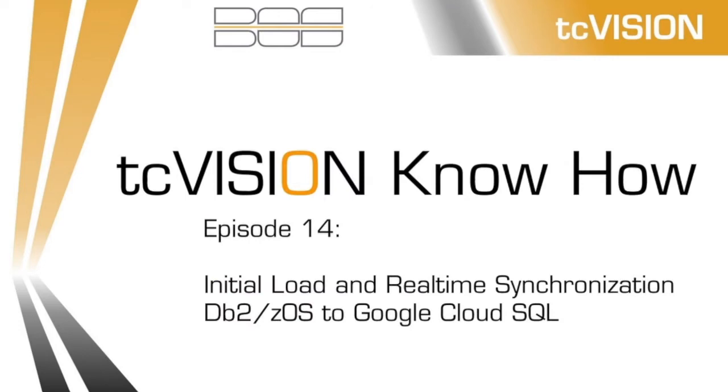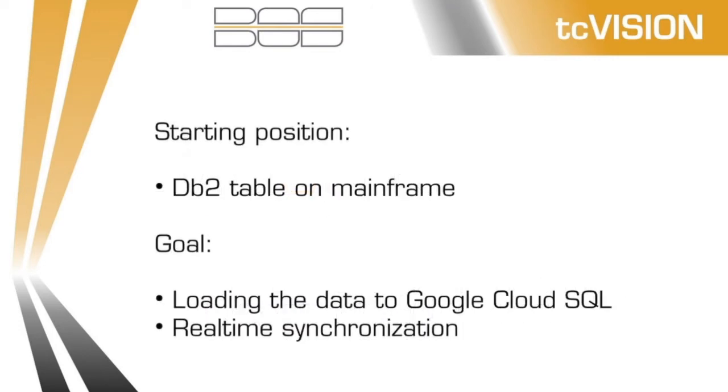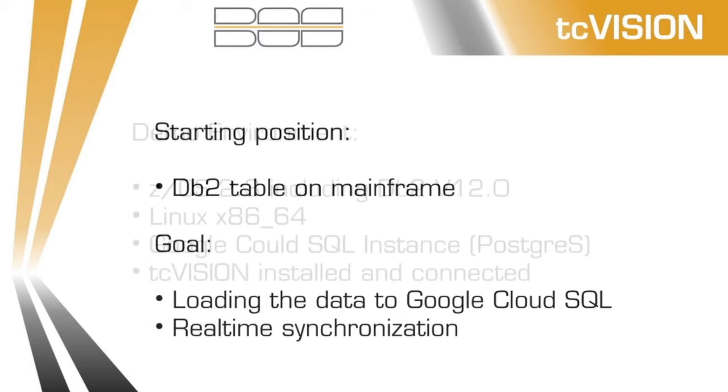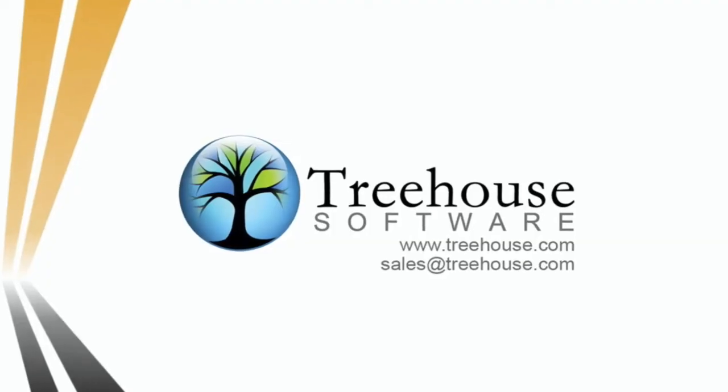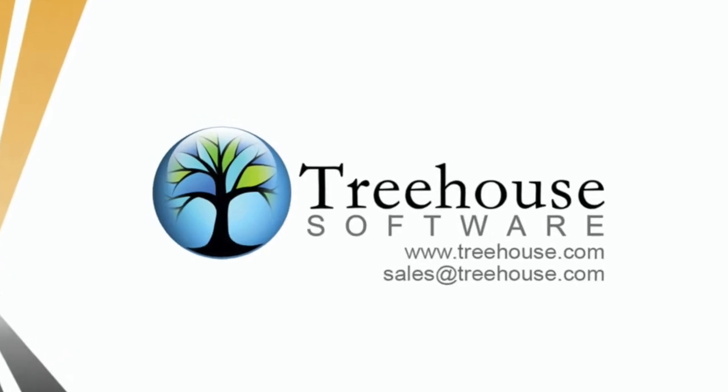Episode 14 of TC Vision Know-How, Synchronization of a DB2 z/OS to Google Cloud SQL. We have a DB2 table on the mainframe. We want to load and synchronize this table to Google Cloud SQL. Our demo environment consists of a DB2 version 12 on z/OS and Postgres 11 in the Google Cloud.